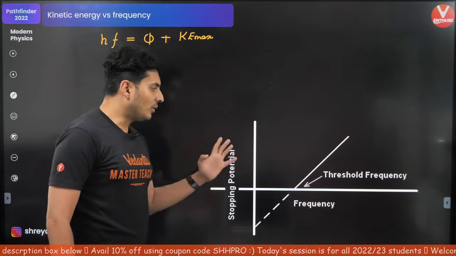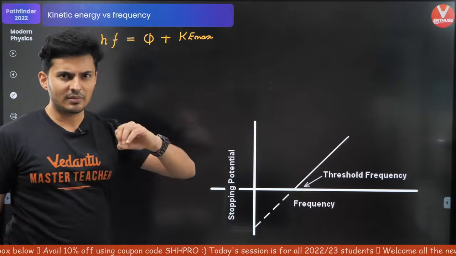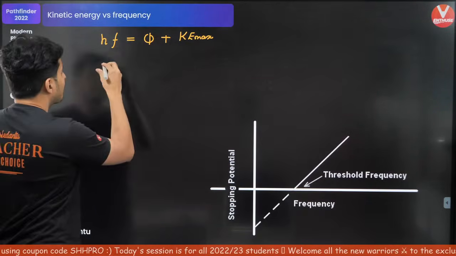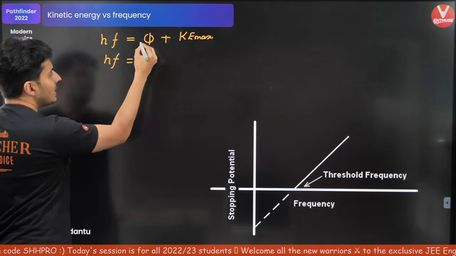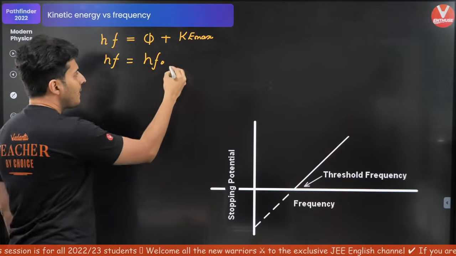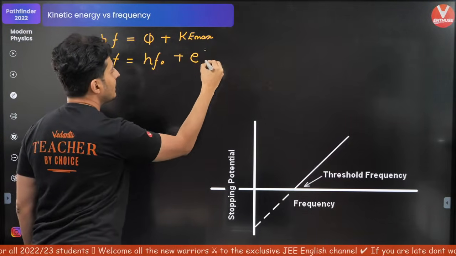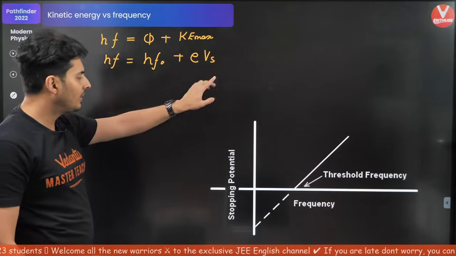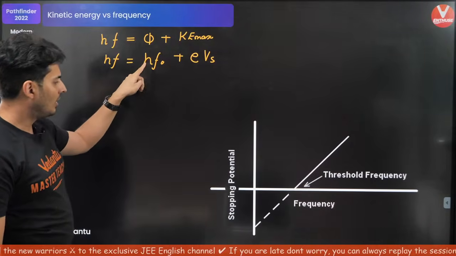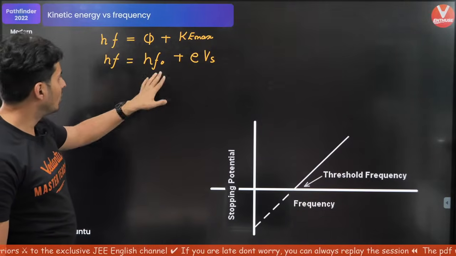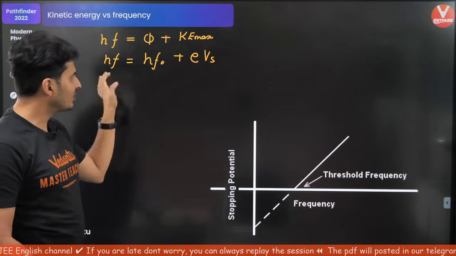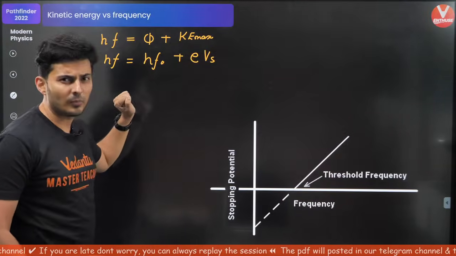I want to draw a graph of stopping potential versus frequency, which is going to give me a very interesting thing. Observe. Work function is nothing but hf naught. Maximum kinetic energy is e into Vs. The reason why I did it? Because there is stopping potential and there is frequency. So I have got stopping potential over here, Vs, and frequency over there on the x-axis. So that's the reason why I have converted into this form.